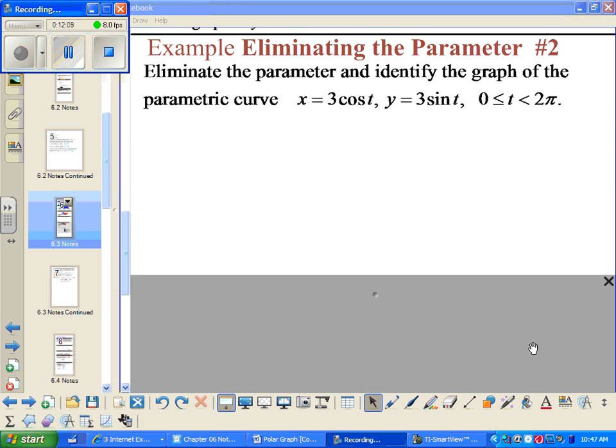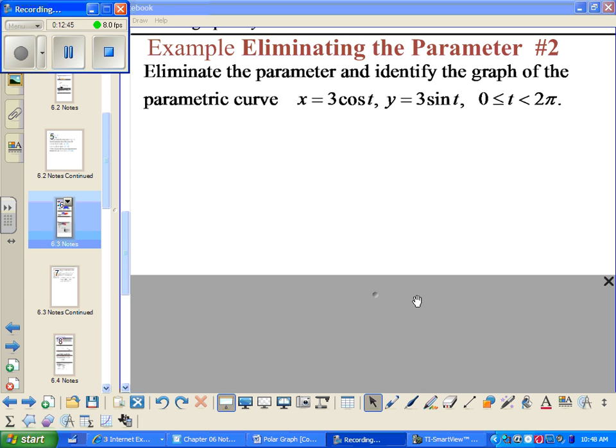On this next example of eliminating the parameter, we have a parametric curve defined as x equals 3 cosine t, y equals 3 sine t on the interval of 0 to 2 pi. Now, you understand trigonometry and you know that that variable t is going to represent an angle. So right now, if we're going from 0 to 2 pi, obviously your calculator needs to be in radian mode. But also, what you'll want to start recognizing is what type of graphs these are going to create.